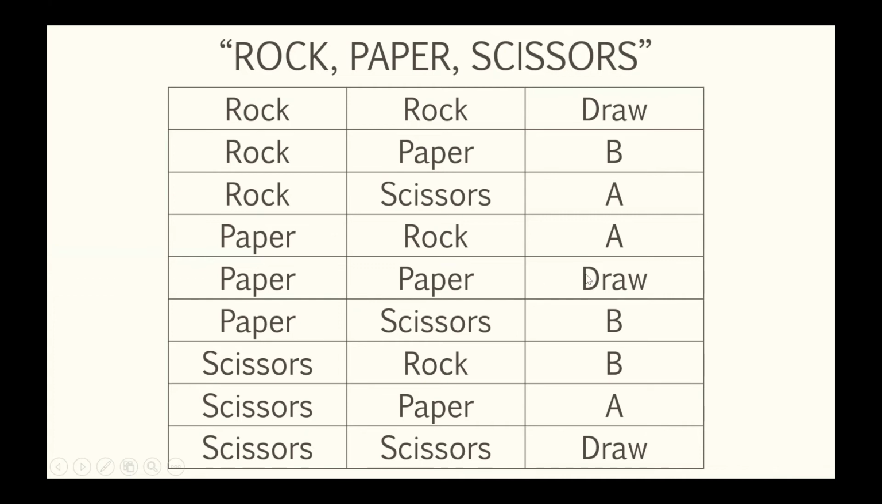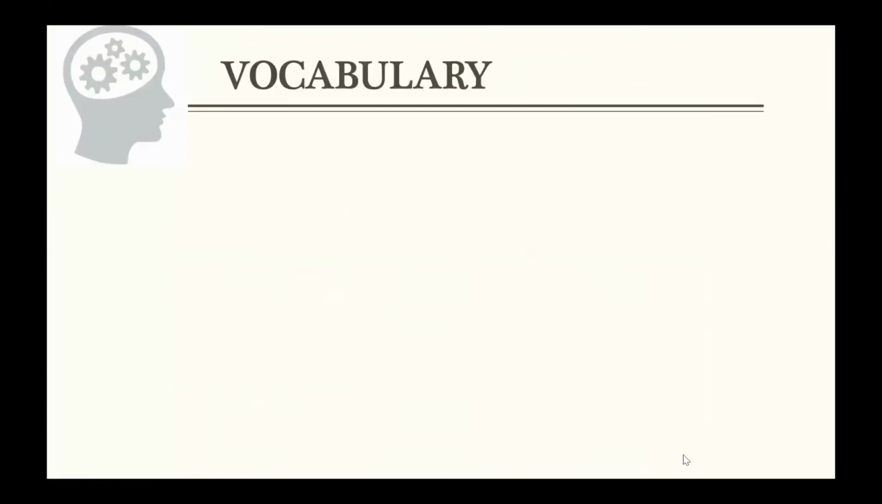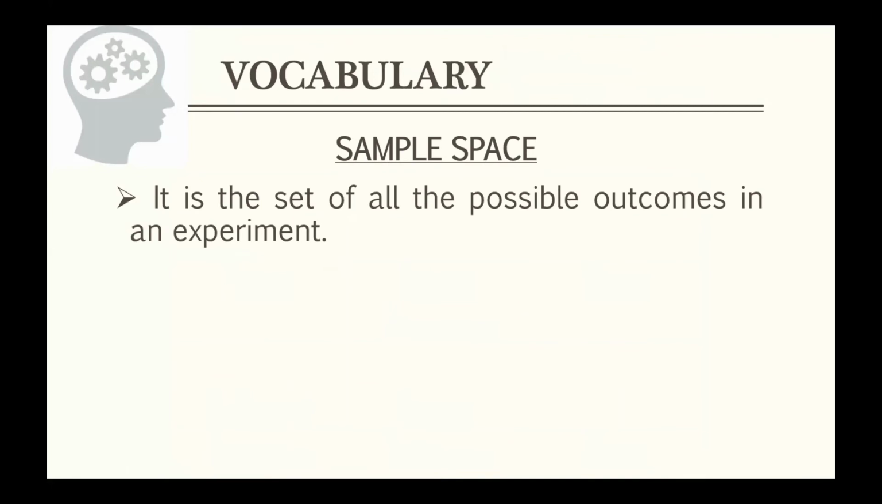Paper, paper, we have a draw. Paper, scissors, the winner is player B. Scissors, rock, the winner is B. Scissors, paper, the winner is player A. And if we have scissors, scissors, then we have a draw. Since we have identified all the possible outcomes, the mathematical term of that is sample space. It is the set of all the possible outcomes in an experiment.